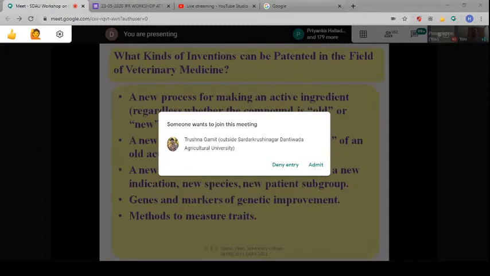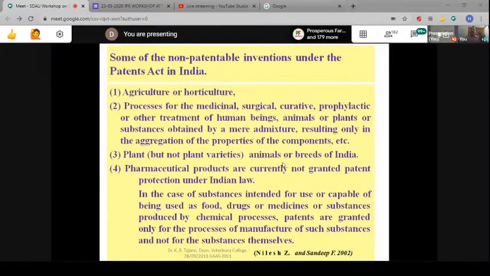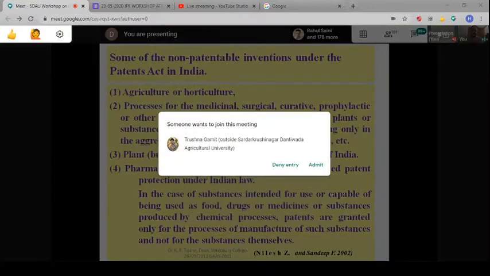Now, some patentable and non-patentable items. Yesterday madam told us what cannot be patented as far as agriculture is concerned. Agriculture and horticulture processes and products cannot be patented. Mind well, this is very important. You cannot protect any agriculture or horticulture product. You cannot have a patent for processes of medical, surgical, curative, prophylactic or other treatment. Any kind of treatment, whether medicinal, surgical or curative, cannot be protected.